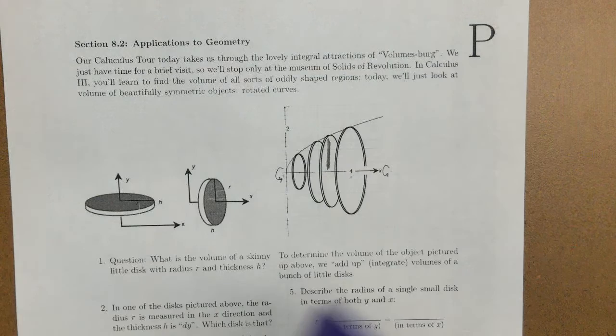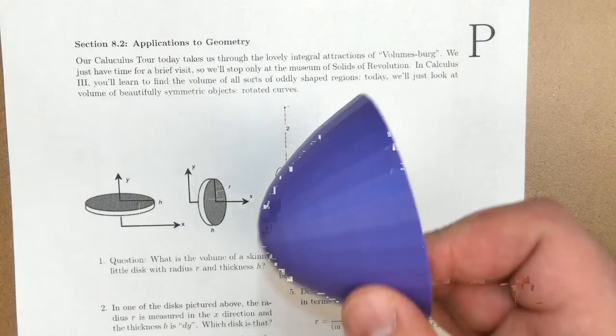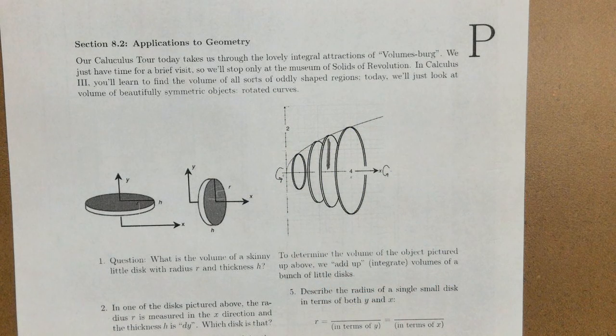So we're going to take a curve on the XY axis. We're going to take its rectangles that you would use for integration and we're going to add them up. But first we're going to spin them around and make disks, then add those up.